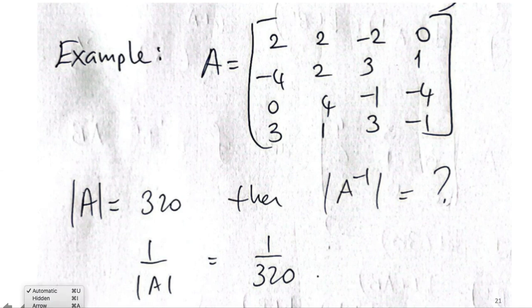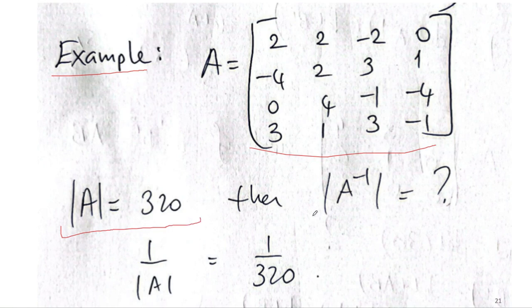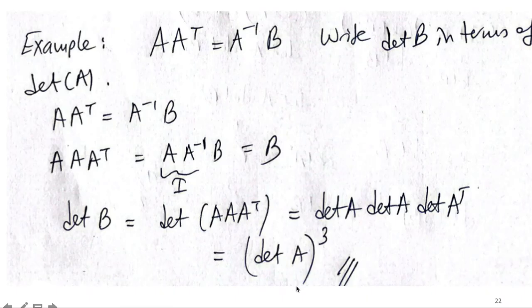Now, here's an example. Suppose you are given this matrix A, and you are also given the determinant of A. Then, what is the determinant of A inverse? We have just seen in the previous slide that the determinant of A inverse can be written as 1 over the determinant of A, which is going to be 1 over 320. Another example.